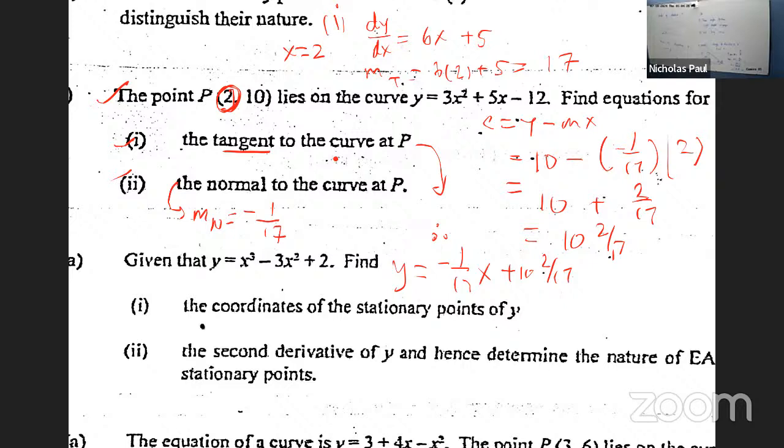Okay. If you want to make it look nice, you can multiply by 17. You're okay with that? Come on. Okay. Perfect. It's perfectly good. Online, any questions?